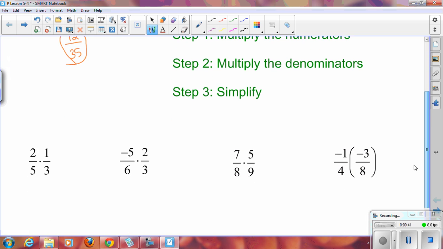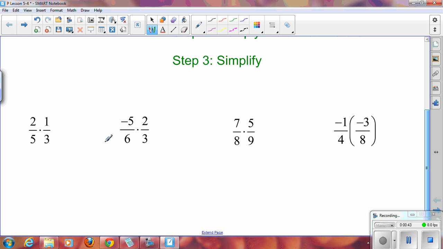Okay, let's do 2 more together, and then you can do 2 more on your own. Okay, so 2/5 times 1/3. 2 times 1 is 2. 5 times 3 is 15. So that answer is 2/15.